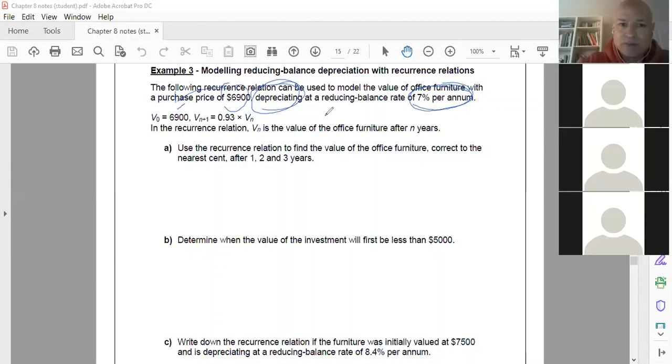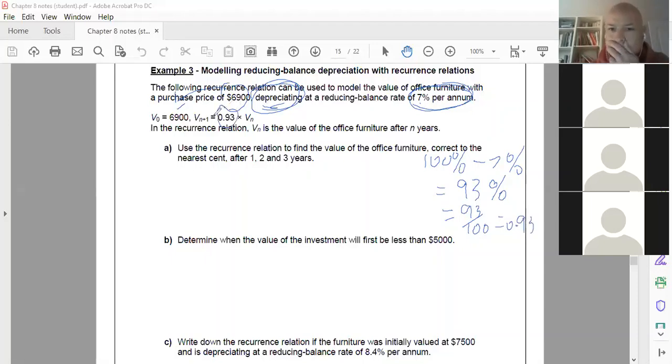So they buy this office furniture, $6,900, that is worth 100% of the money. But it's depreciating, so minus. And how much is it going down? 7% every year. Okay, so 100% minus 7% gives me 93%. Now 93 as a decimal, 93 divided by 100, that's what the percentage means, gives me 0.93. So that's how they got the 0.93. Any questions about that one?